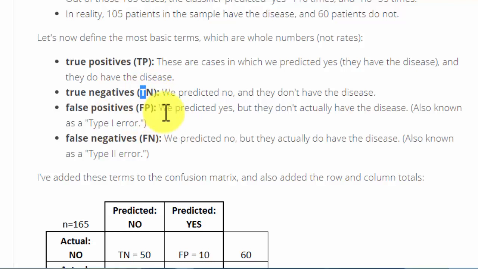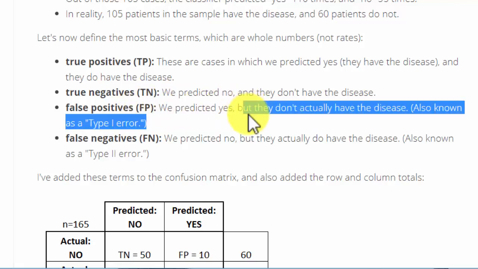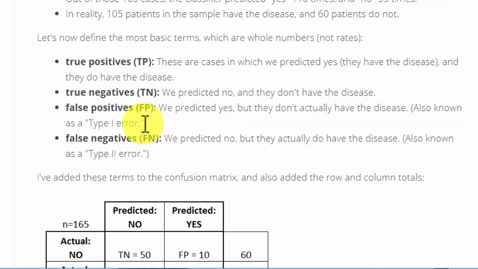Now, a false positive is if you predict a positive, meaning you predict they have the disease, but they actually don't have the disease. That's false, right? So we predicted yes, but they don't actually have the disease. If you've taken a course on statistics, that's known as a type 1 error. And notice that the type 1s and the type 2s are basically when you have false things, right? The first one is a false positive, and the second one is a false negative. So the two falses are your traditional statistics type 1 and type 2 errors.